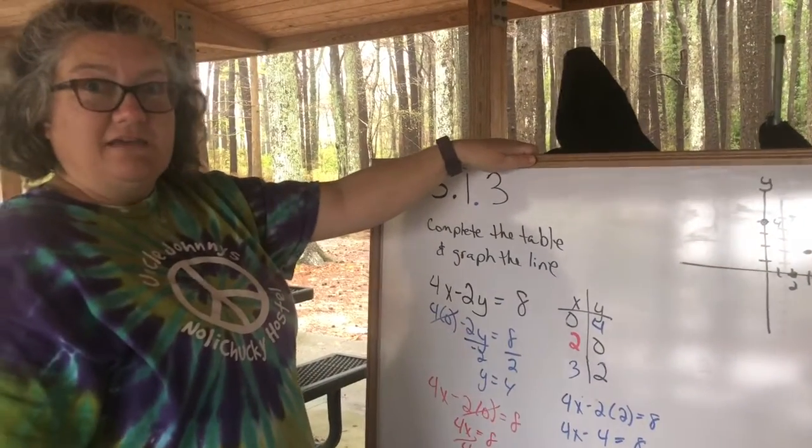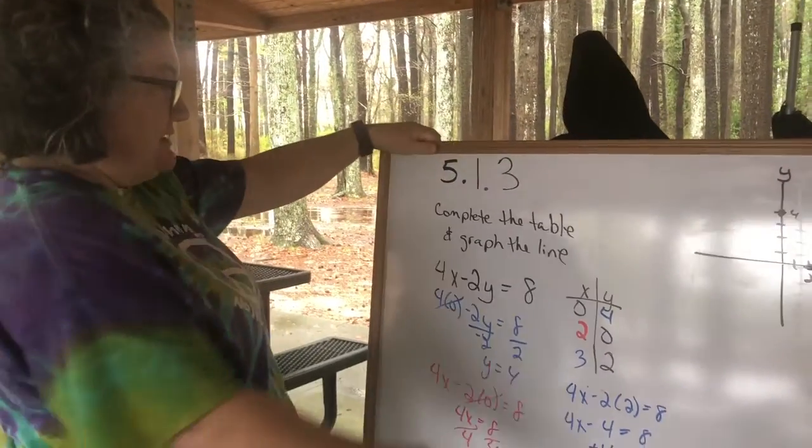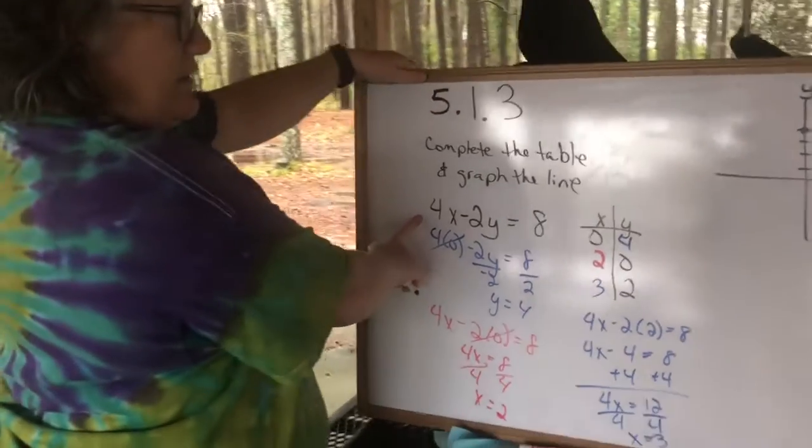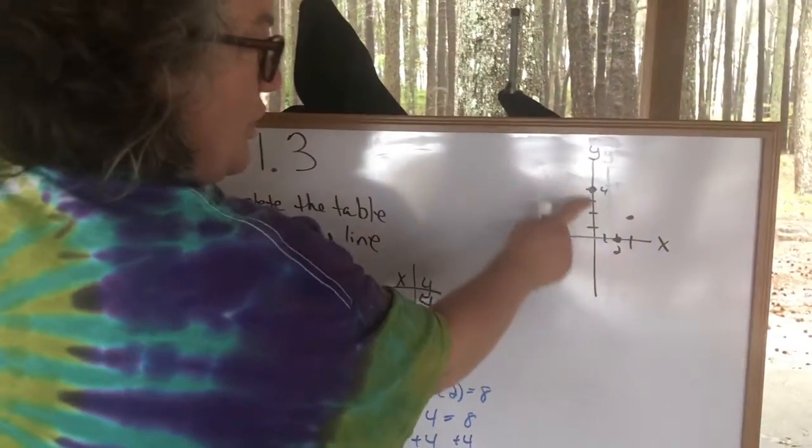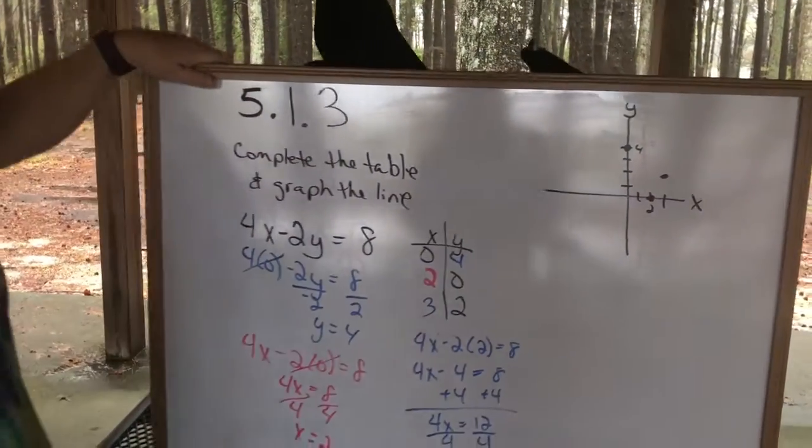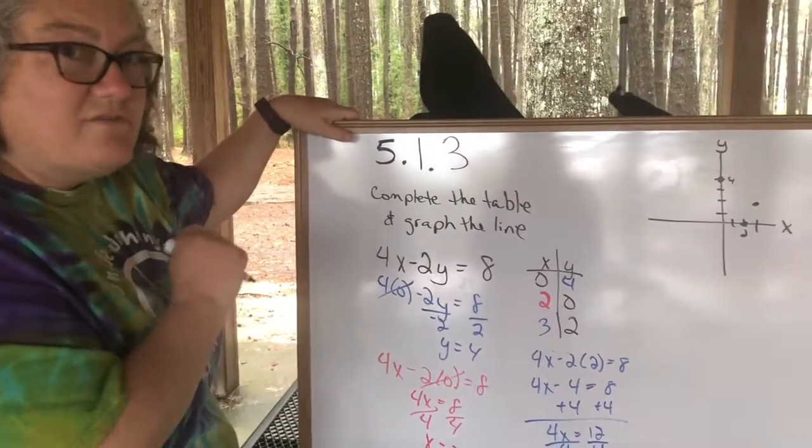Where did I make a mistake? We need to go back and check. All right, so here we go. Let's put it back here. See how this doesn't make a straight line? One of these 3 is incorrect. I don't know which one. I just know I have a mistake.